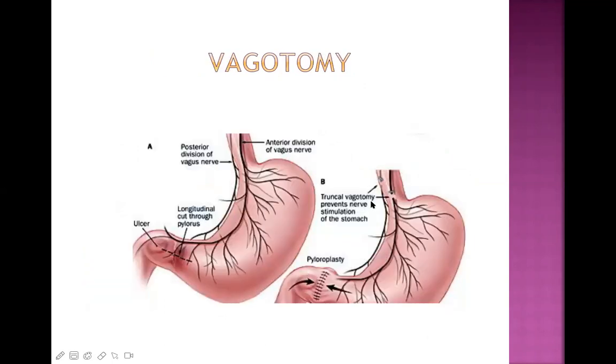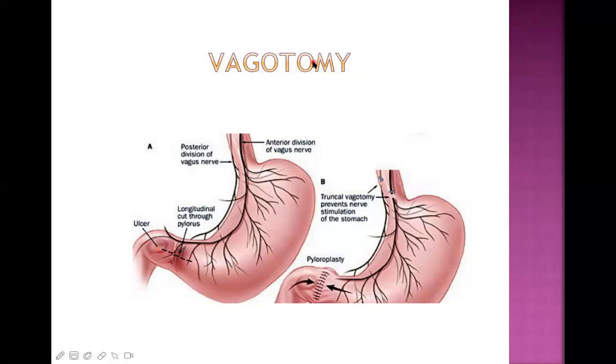Now these are the pictures which tell us about vagotomy. See there, these are the anterior division and posterior division of the vagus nerve. This is the anterior division of the vagus nerve, and there is the posterior division of the vagus nerve, and they are giving branches to all parts of the stomach as well as the GI tract up to the middle part of the transverse colon. The vagus nerve is supplying till there. Now, there is an ulcer shown here, in the first part of the duodenum.